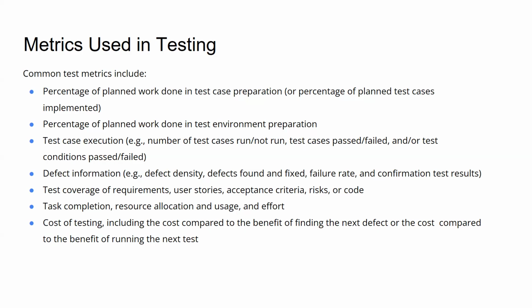Cost of testing. This includes the cost compared to the benefit of finding the next defect, or the cost compared to the benefit of running the next test. So if we see that we are spending so much money but finding only 1 or 2 defects, it either means the testers are not good at finding defects, or the software has been developed in a proper manner where there are fewer bugs. Those are the 2 things that can happen, right? So based on that, we can analyze further and take necessary actions.